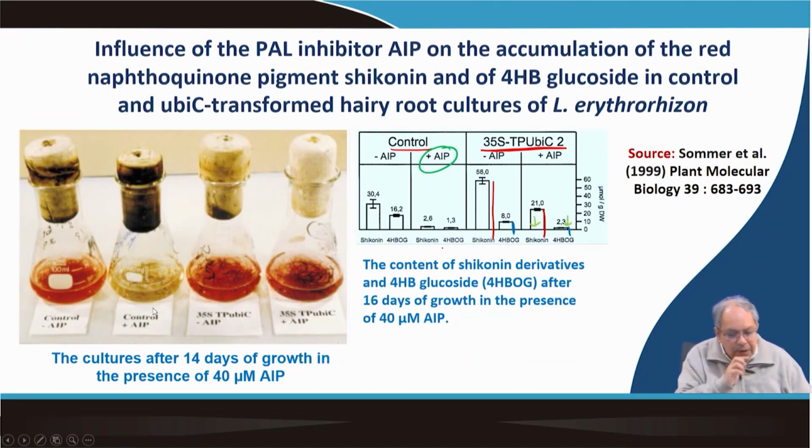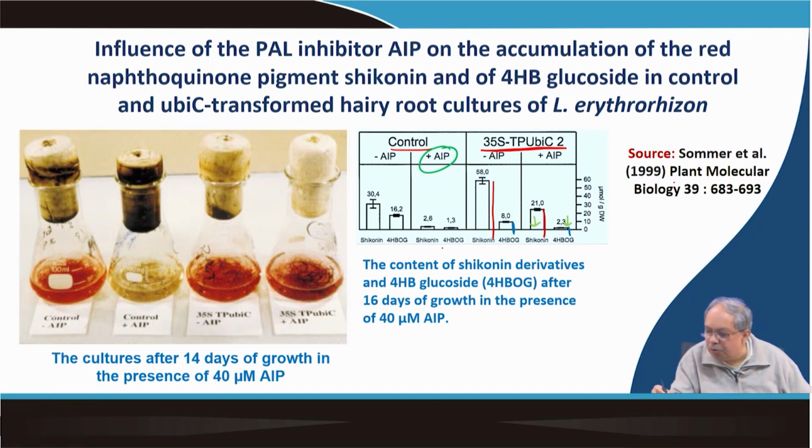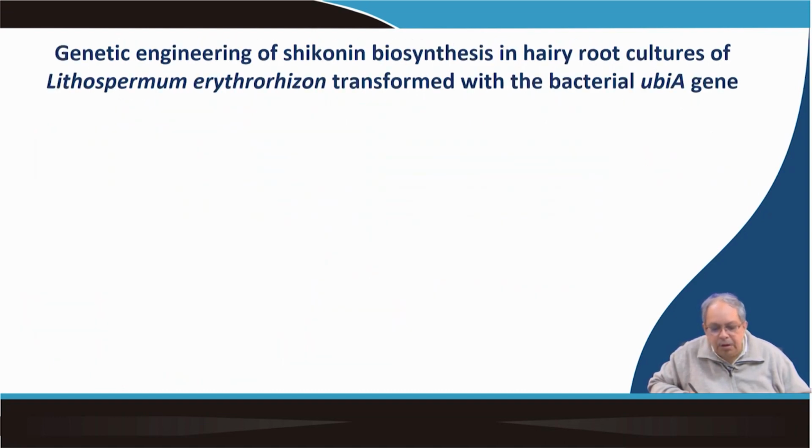And this is the hairy root line without AIP, it is producing red color shikonin accumulation, but with AIP in the control, no coloration. Similarly, here also the transgenic line without AIP has more coloration, whereas with AIP the color has been reduced. So, this paper was published in Plant Molecular Biology by Somar et al. Somar was a postdoc, and the other Somar probably was a PhD student. Lutz Heid was the group leader from the University of Tübingen, Germany. So, they published this paper.